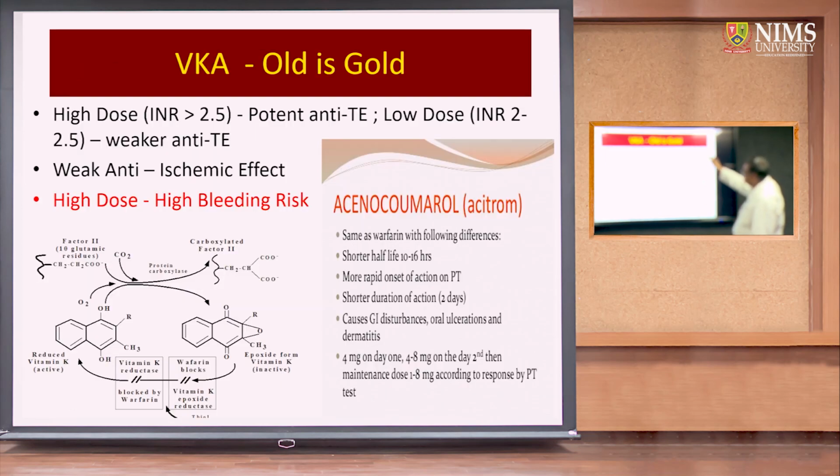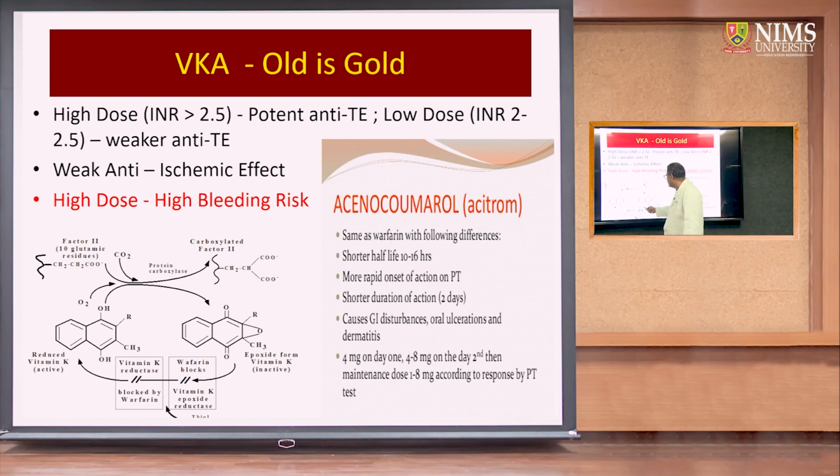Looking at vitamin K antagonists, there are two types that are available in India. One is warfarin, and the other one is acenocoumarol, whose trade name is Acitrom. So these two are available with us. Now, we have to understand how you measure the activity of vitamin K antagonists.